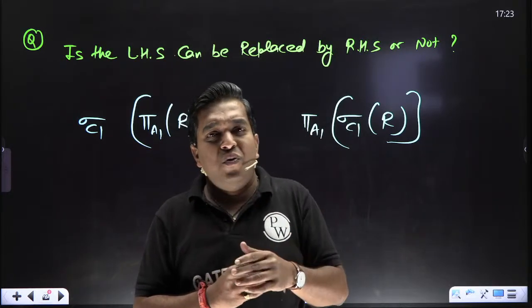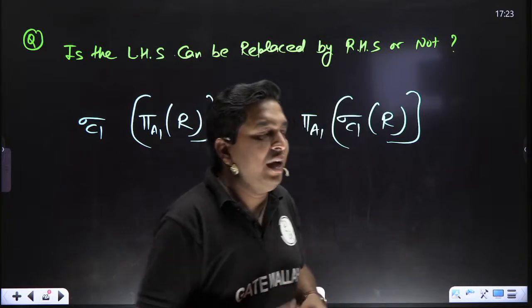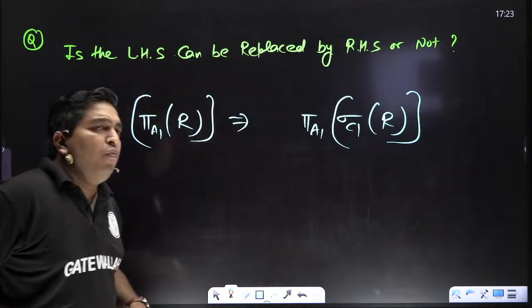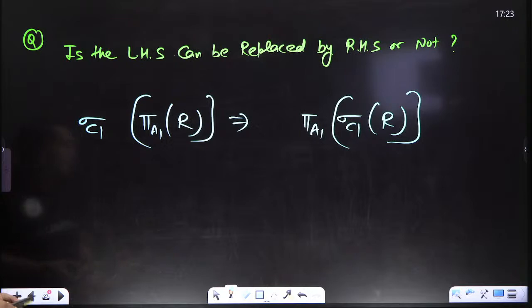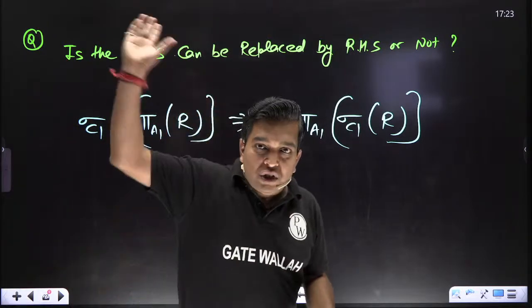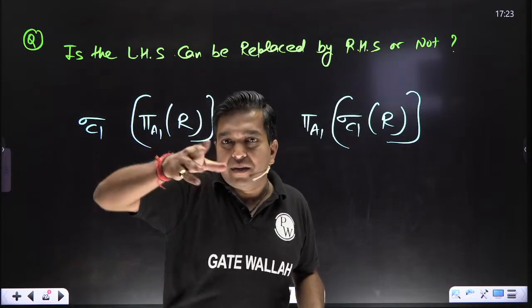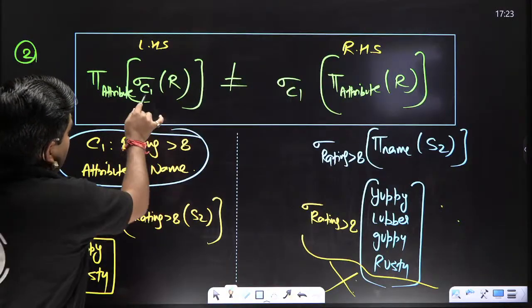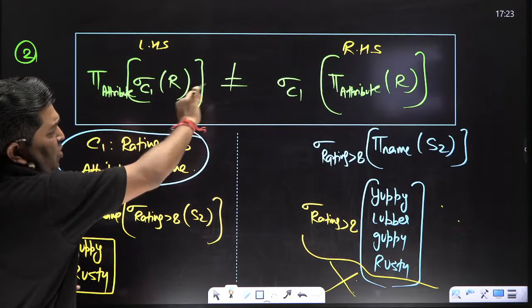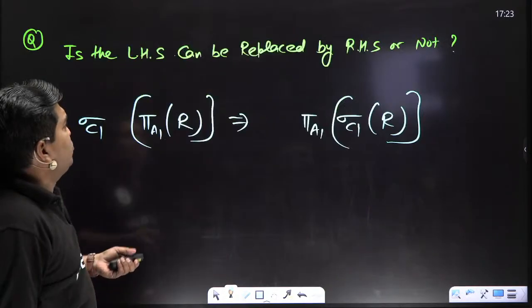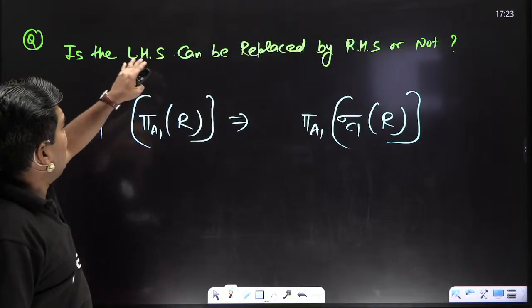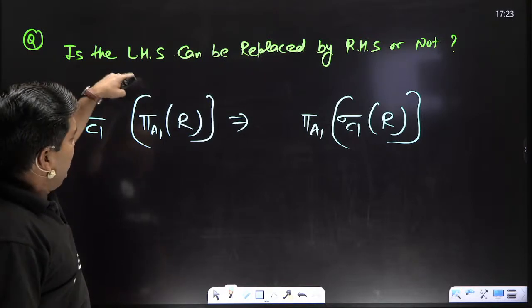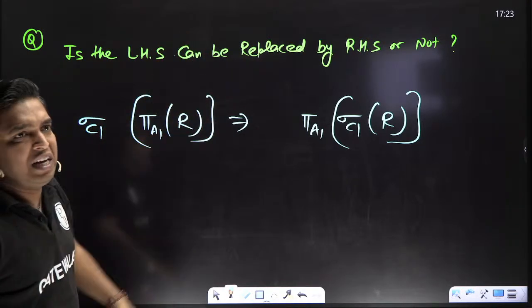Don't say directly no, it is yes, correct. Why? Now listen carefully. What is the question? Please try to understand. Here, C1 then attribute. LHS equal to RHS or not? But in this, what is the question? The question is: can the LHS be replaced by the RHS or not?